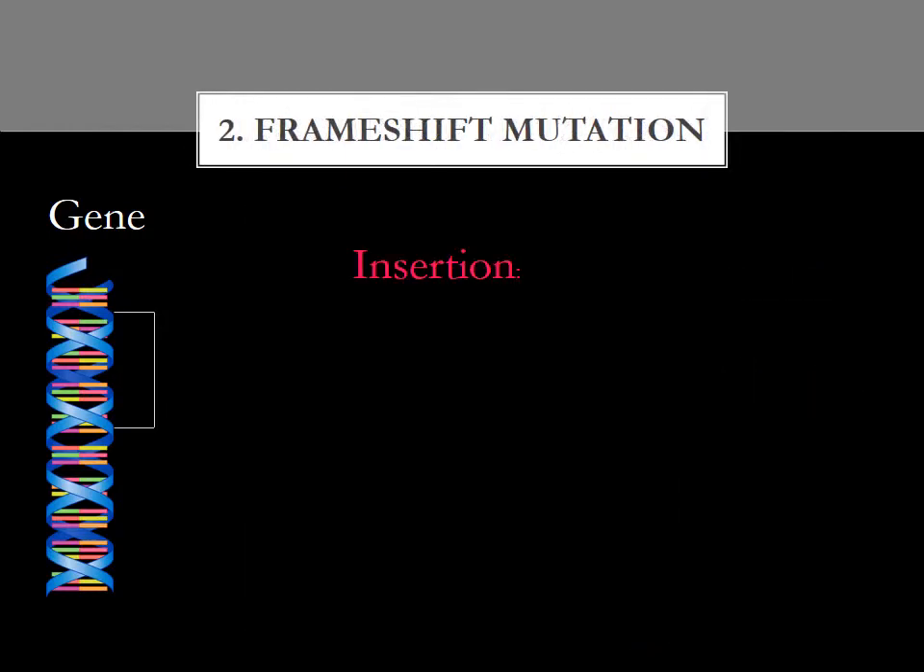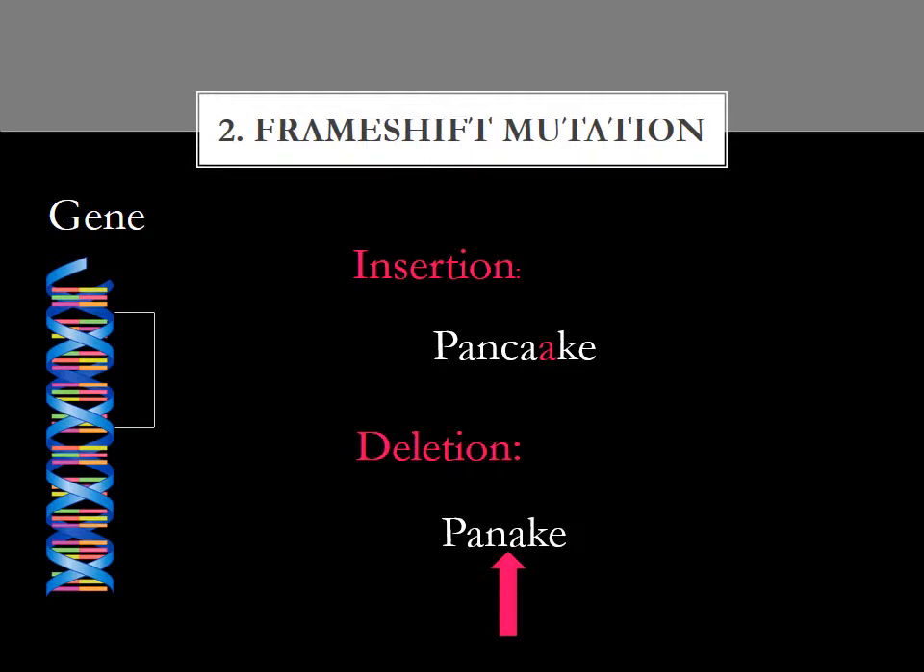The second kind of mutation that affects a single gene is a frame shift mutation, which happens when an extra base is inserted, kind of like when this extra A is added to the word pancake, or when a base is deleted, kind of like when the C is deleted from the word pancake. When an extra letter is added, it pushes all the letters after it further to the right. When a letter is deleted, all the letters after it move to the left.